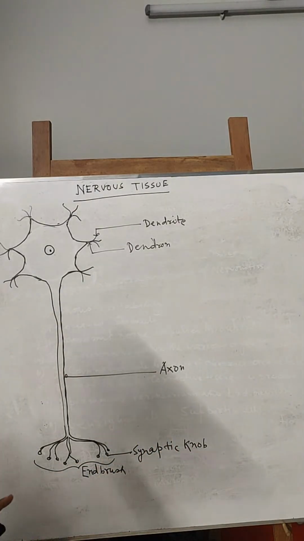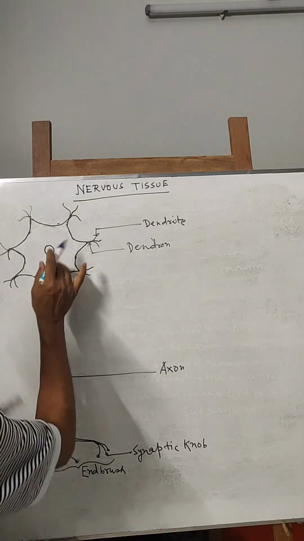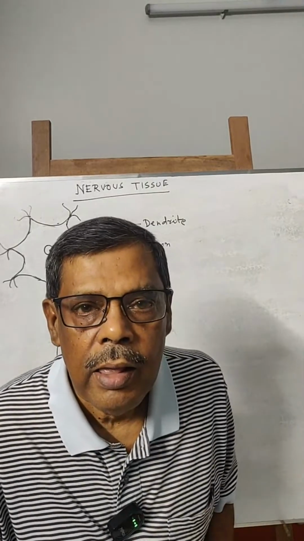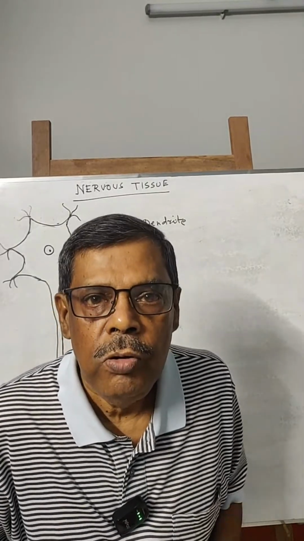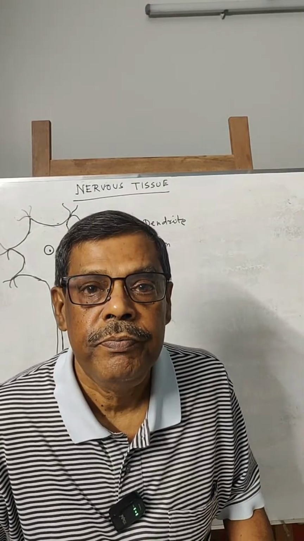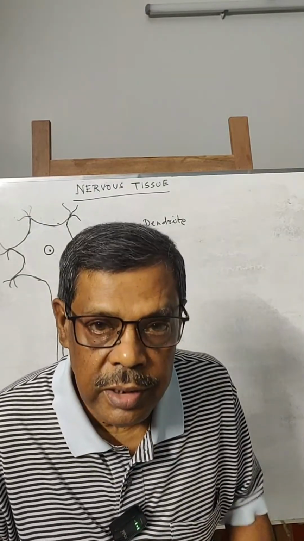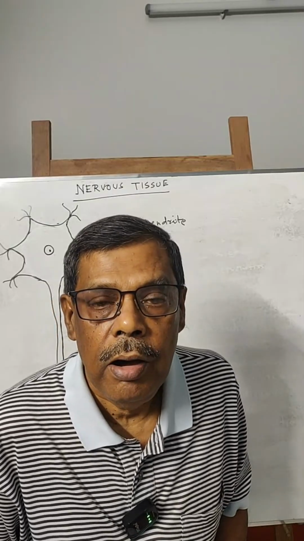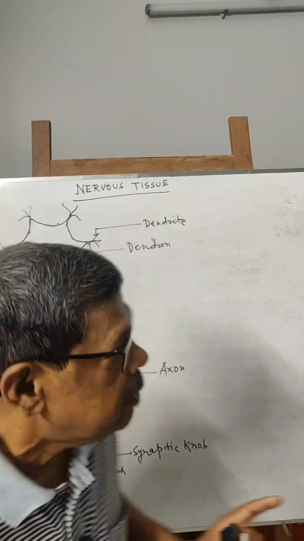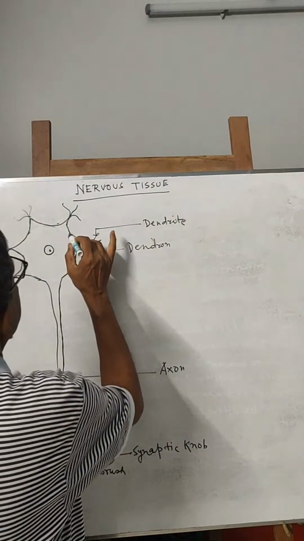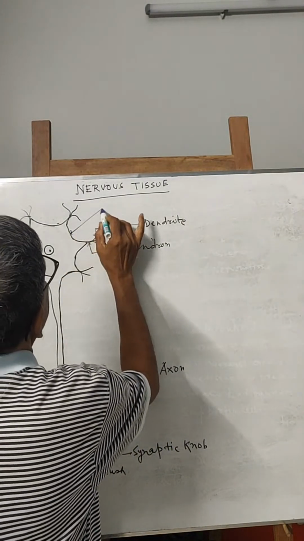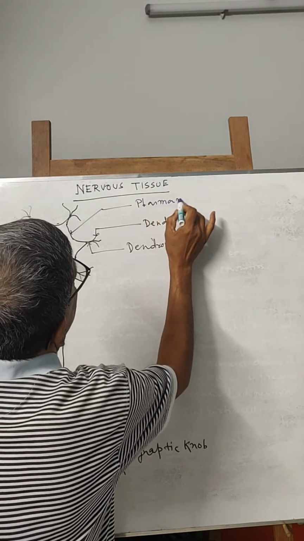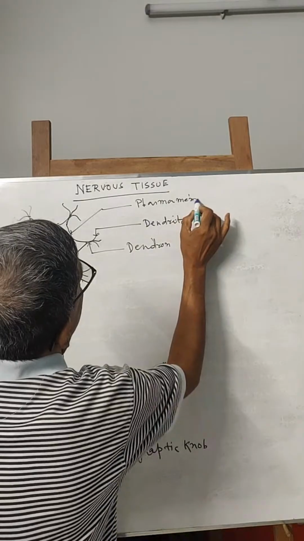Next, the cell body, which is oval, polygonal, round, or stellate shaped. This is the main body, the cell body of the neuron. This is the plasma membrane.